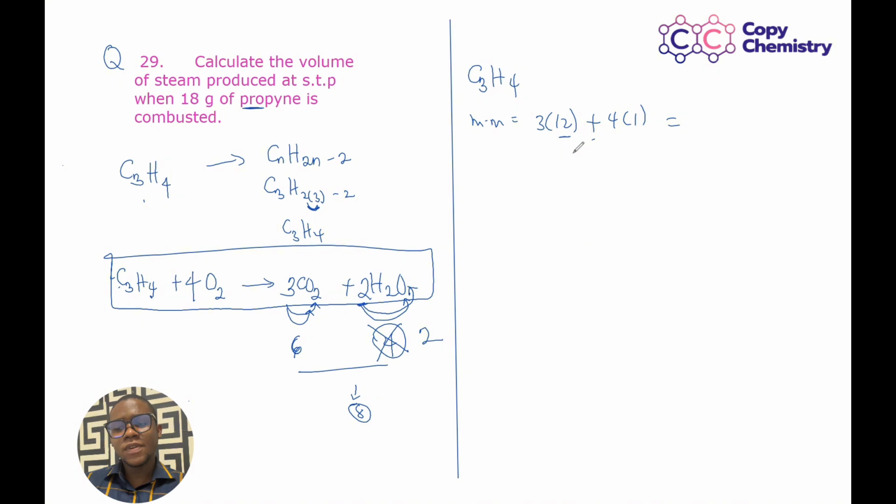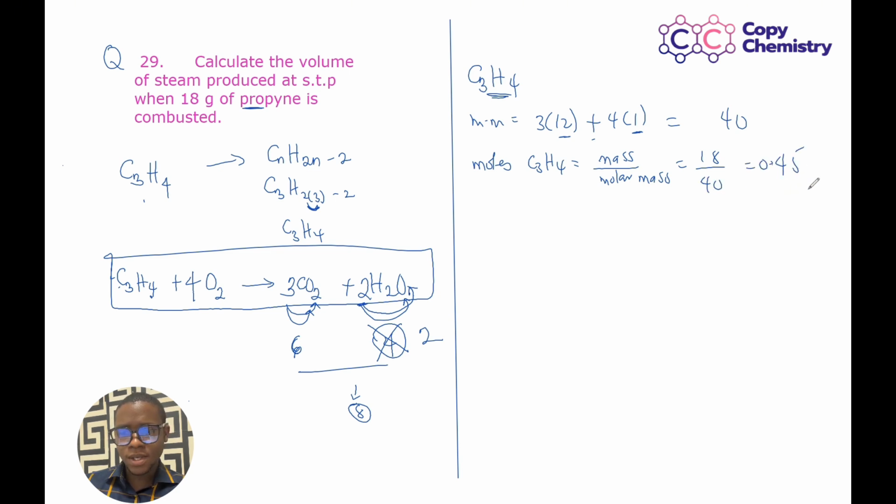Okay, now these values here, you use the one you're given in class, okay? What is the molar mass? 40. Now, what is the moles of C3H4? Do you remember how to get moles? It's mass divided by molar mass. So, the mass of propyne is 18, and you divide that by 40, so you get 0.45 as the moles.